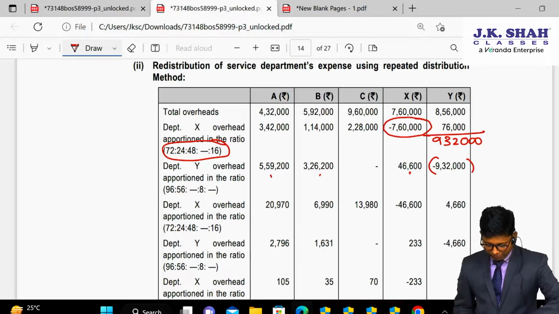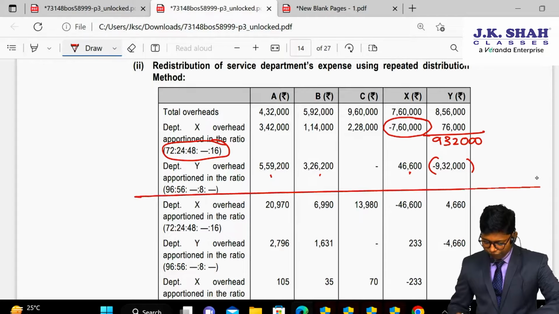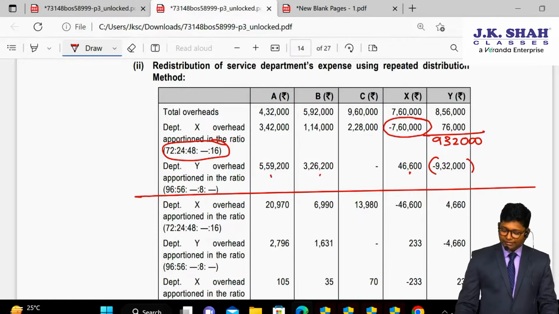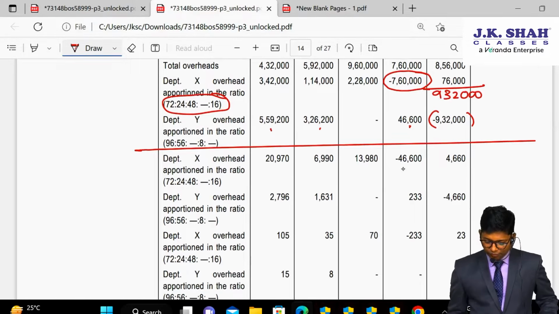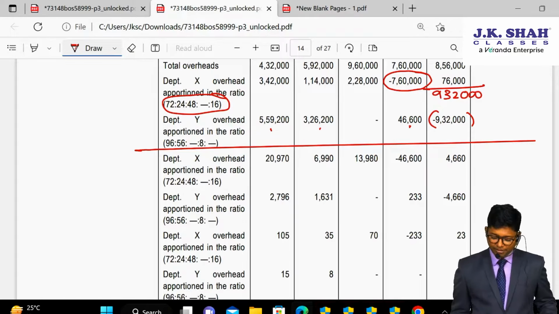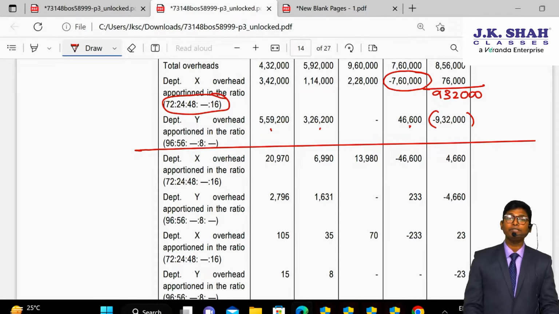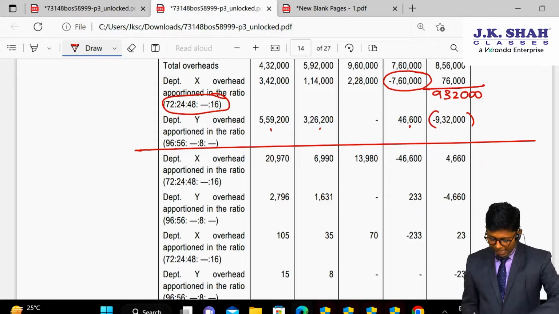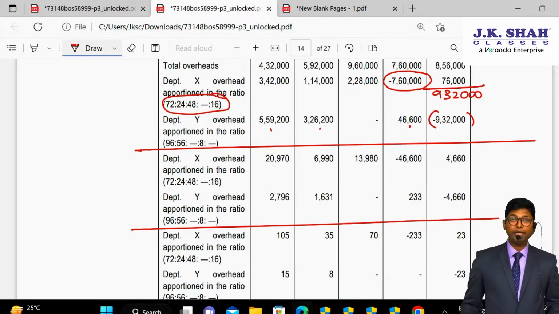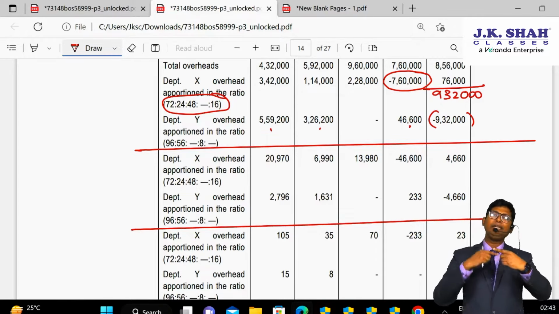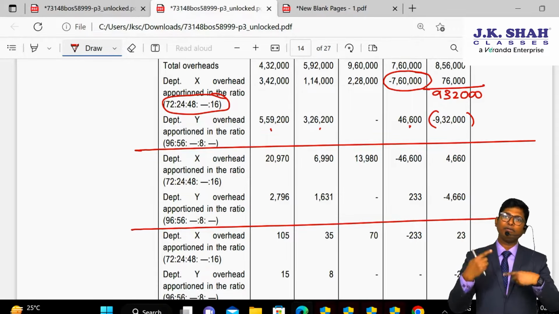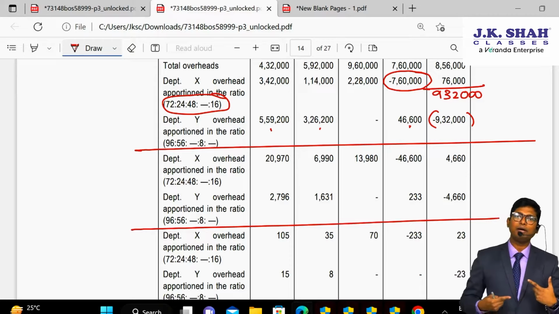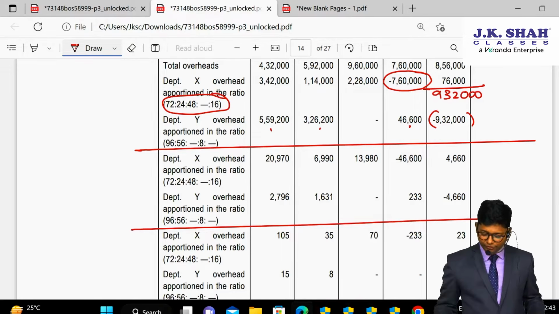If you see the question, here is the end of the first cycle. After this cycle, if you see, there is a 46,600 balance in department X. Now you must distribute this 46,600 between the remaining departments again in 4 parts, and finally Y department also is divided into 3 parts. This is the second cycle. Repeatedly you have to use the same ratio. You have to divide the balance amount which is left with you.